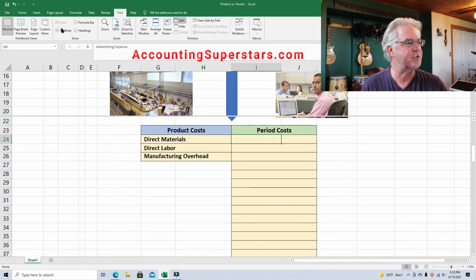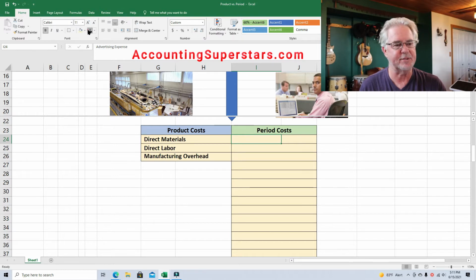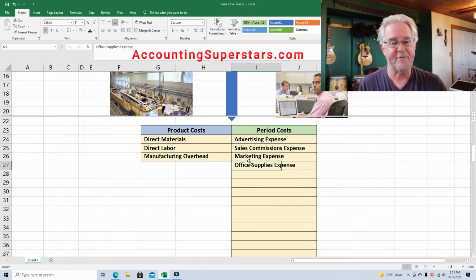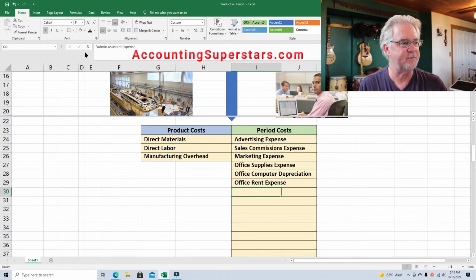So here we go. The first one. And these are just examples. This is not an entire list. Advertising expense. Well, advertising takes place here in the office. Sales commission. Salespeople are office people. Marketing expense. Office supplies expense. That word office kind of gives it away. Office computer depreciation. Office rent expense. Do you notice a pattern happening here? Administrative assistant expense. Well, the administrative assistants usually work in the office. CEO travel expense. CEO salary.